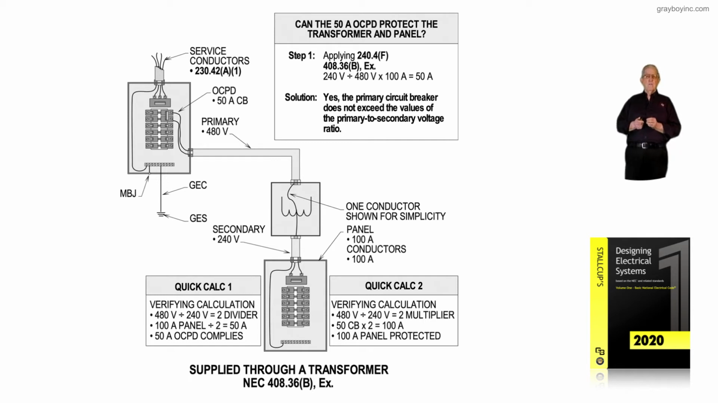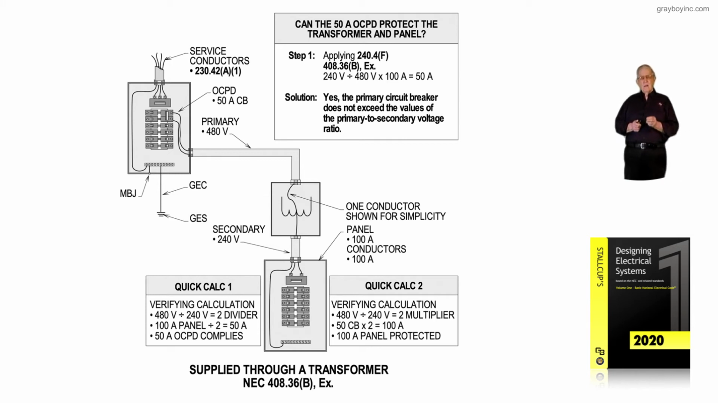2-to-1 ratio, and we use it as a divider on the secondary side of that transformer. So on the secondary side of the transformer, notice we have a 100 amp panel with 100 amp conductors and a 100 amp main. So you take the 100 amp main or the 100 amp conductors, divide by 2, and that's 50 amps. And the overcurrent device on the primary would be rated at 50 amps for a ratio-to-ratio protective scheme.